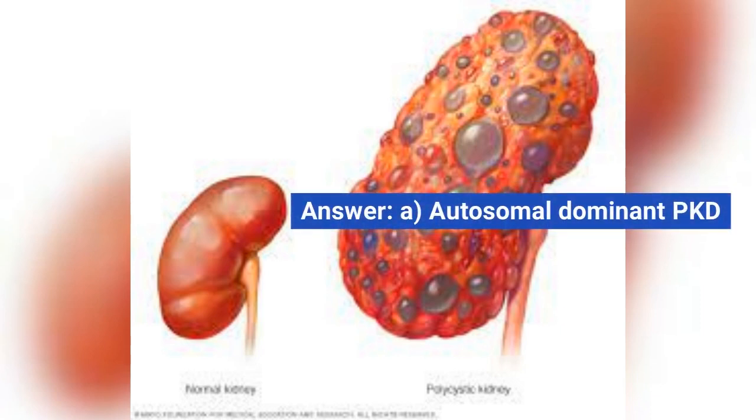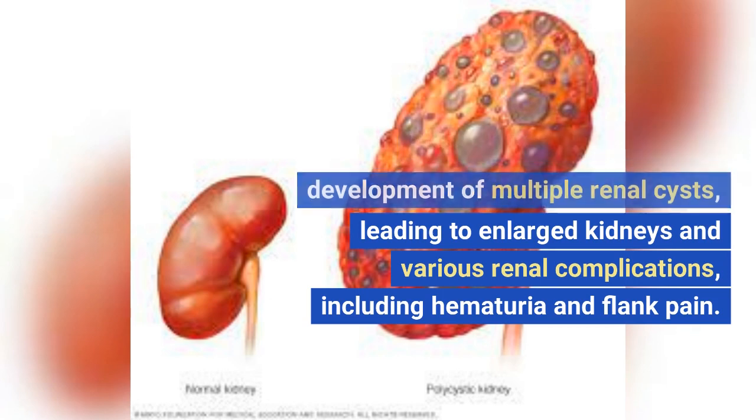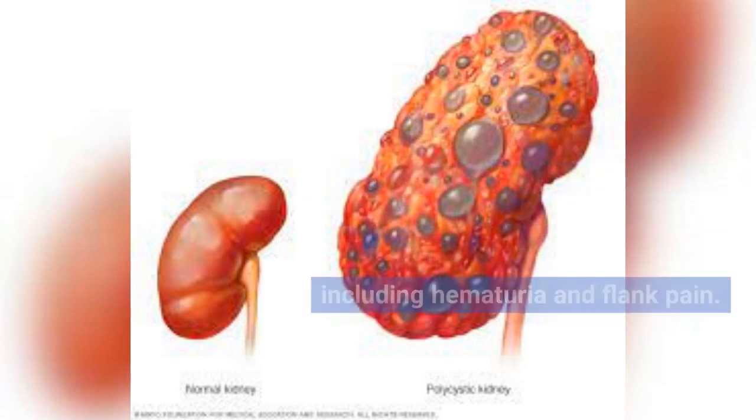Answer: A. Autosomal dominant PKD. Explanation: autosomal dominant PKD is characterized by the development of multiple renal cysts, leading to enlarged kidneys and various renal complications, including hematuria and flank pain.